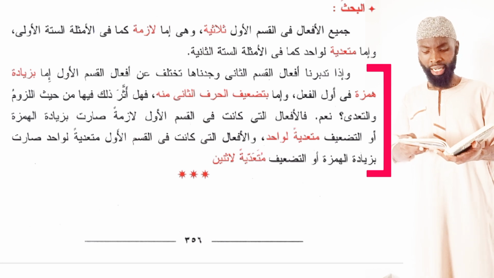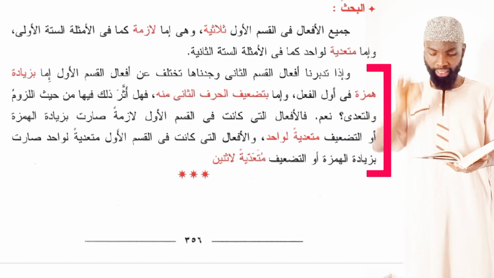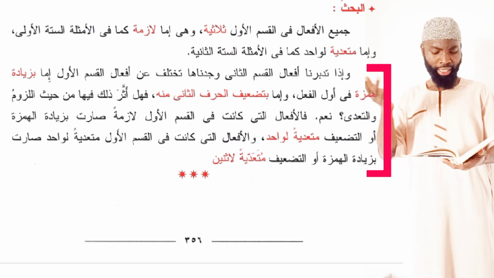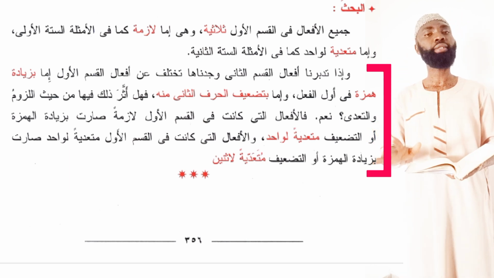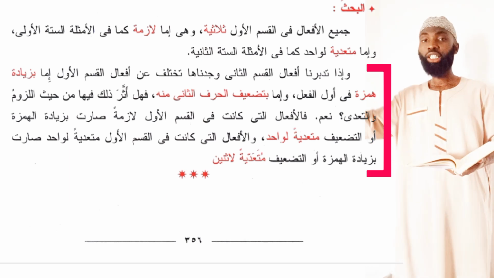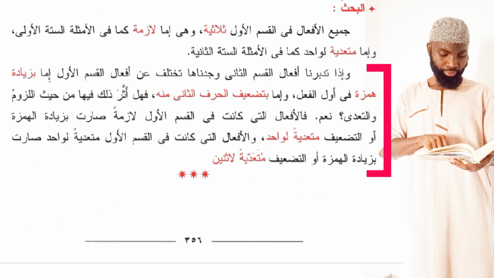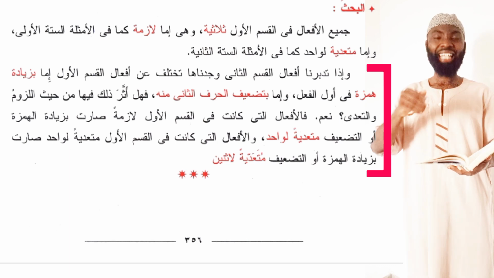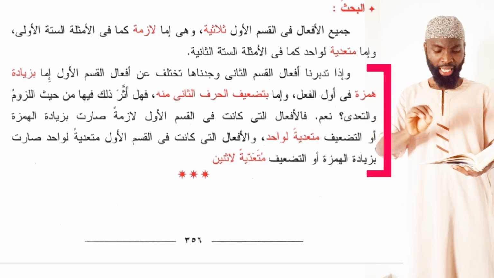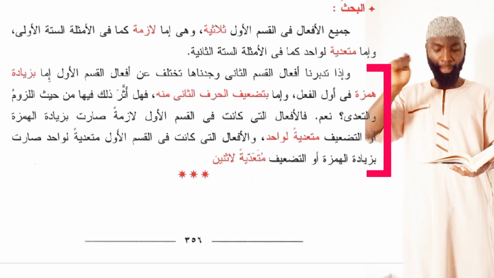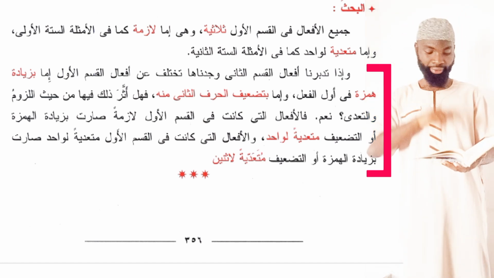وإذا تدبرنا الأفعال القسم الثاني. If we should ponder over the verbs in the second section, وجدناها تختلف عن أفعال القسم الأول إما بزيادة همزة في أول الفعل. If we look at the verbs in the second section, you will see that these particular verbs are now different from the verbs in the first section, either by the addition of hamza as the first letter, وإما بتضعيف الحرف الثاني منه, or by simply doubling the second letter.